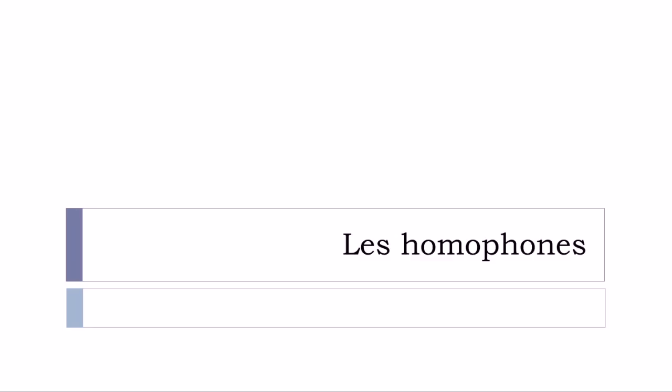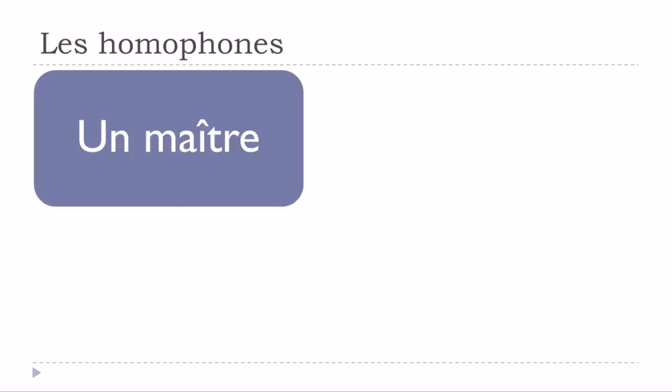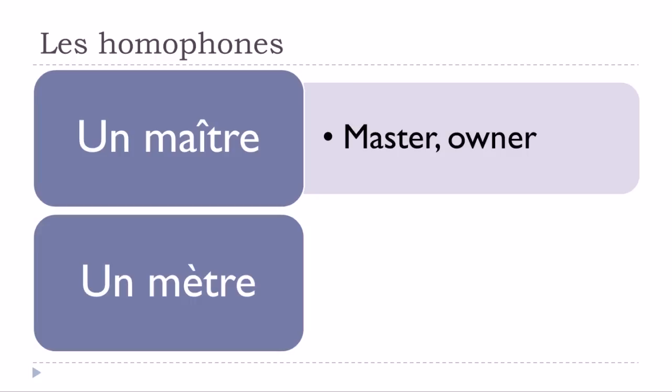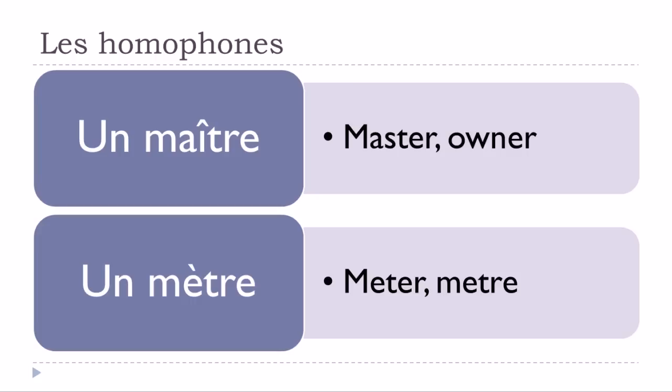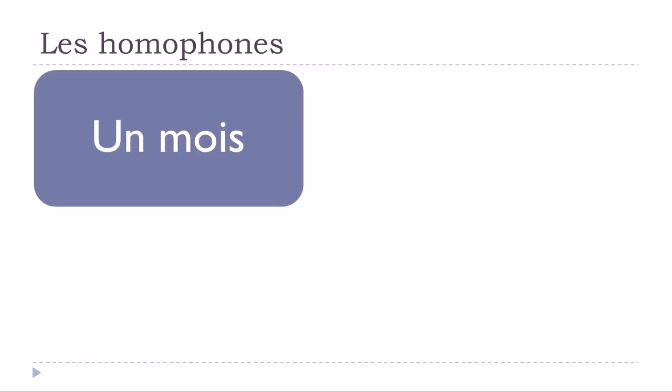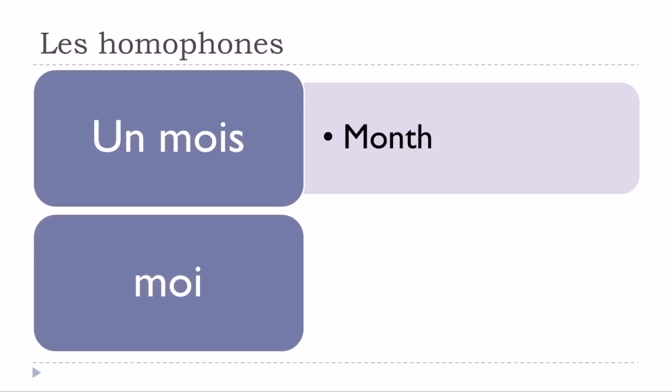It is the third video, so the next one will be the last one covering this topic. Okay, so let's start now. Un mètre, and so you will have the translation here. Un mètre, and then un mètre as well. Okay, so un mètre and un mètre, same pronunciation. Un mois, and then moi, me. Okay, so un mois and moi.